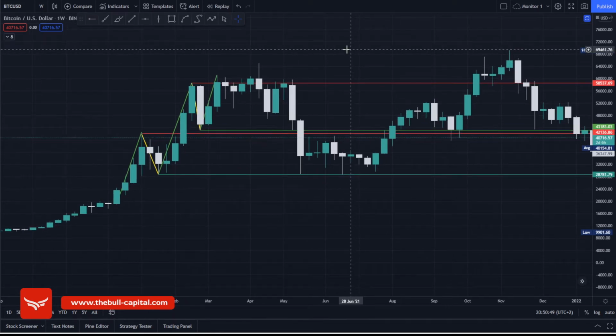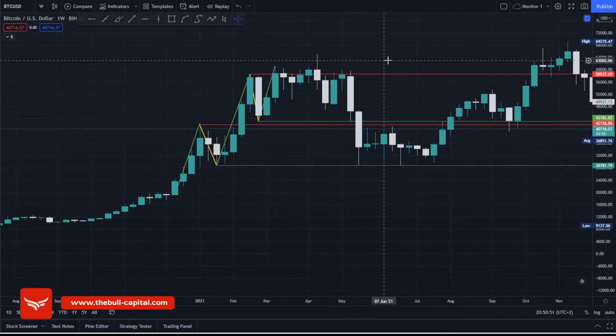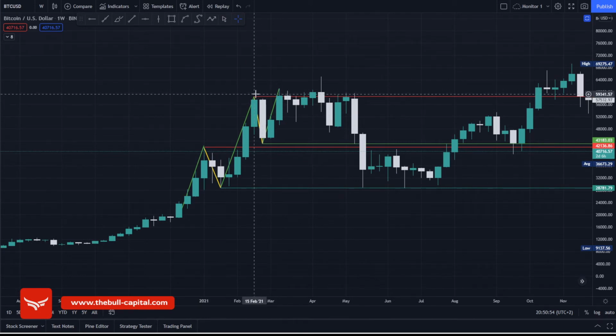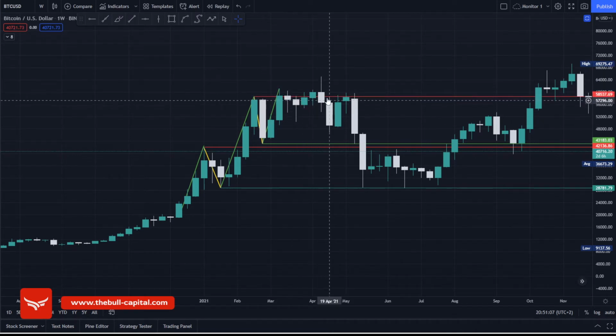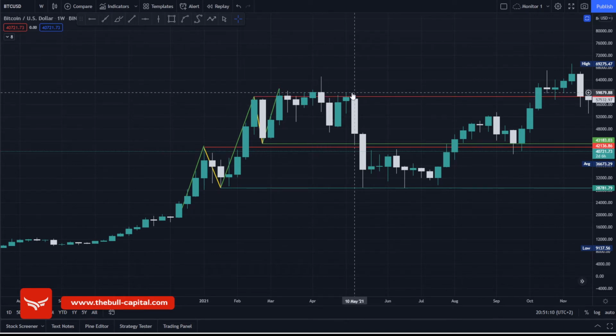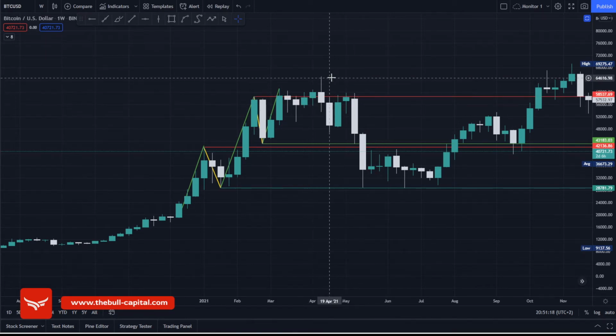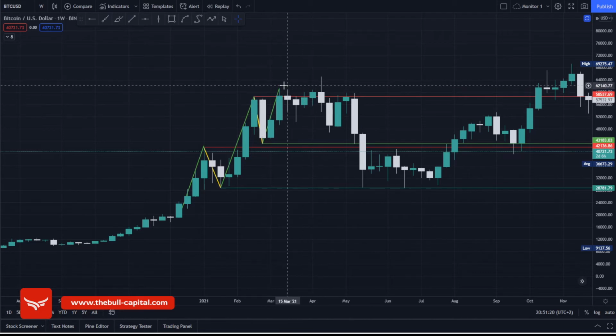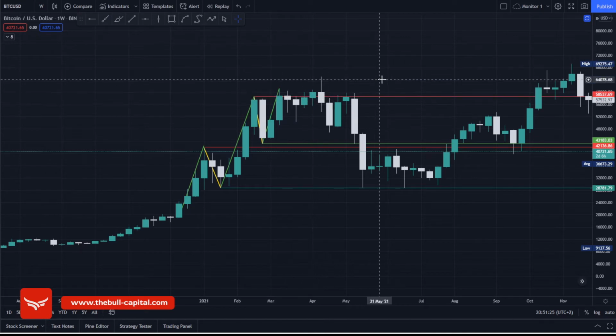Now another important fact: a resistance is not broken if the body of the candle does not close above the level. For example, here you see these candles that go a little bit above the level. None of these candles actually broke the level, because there is no body of the candle closing above.